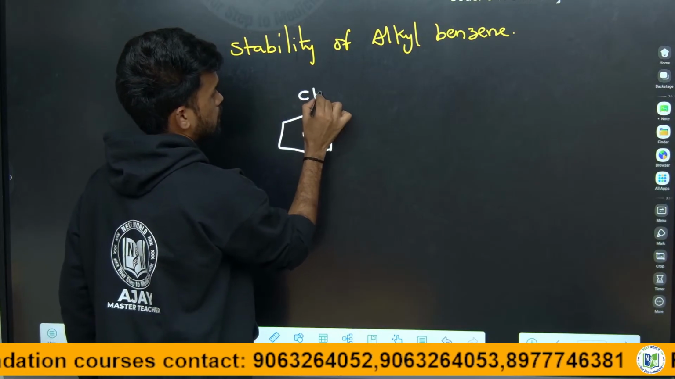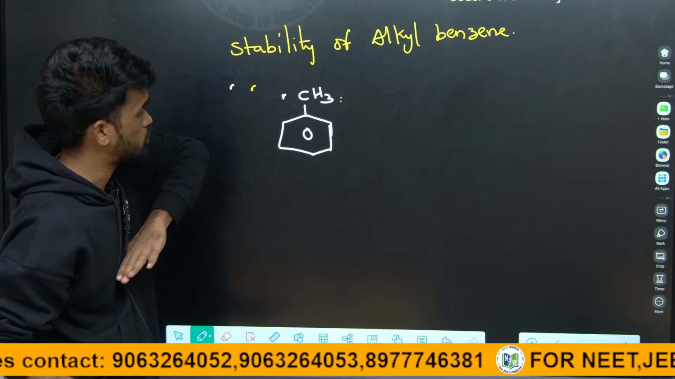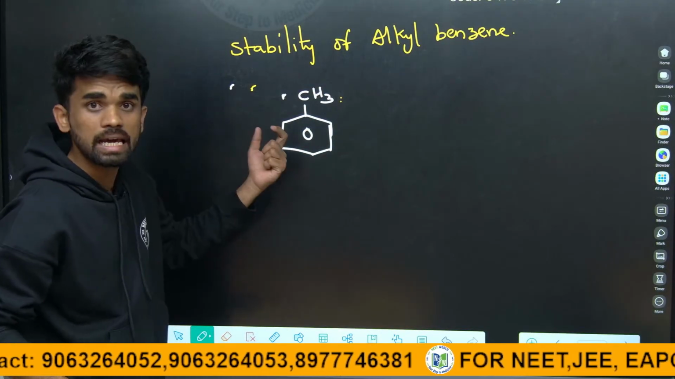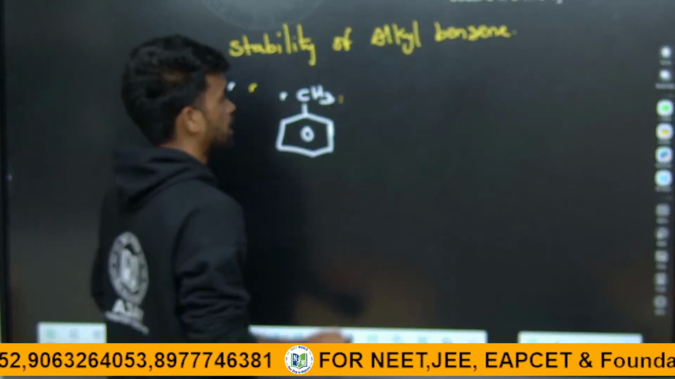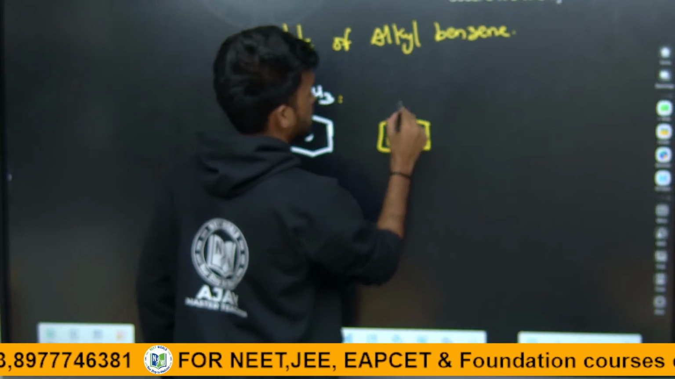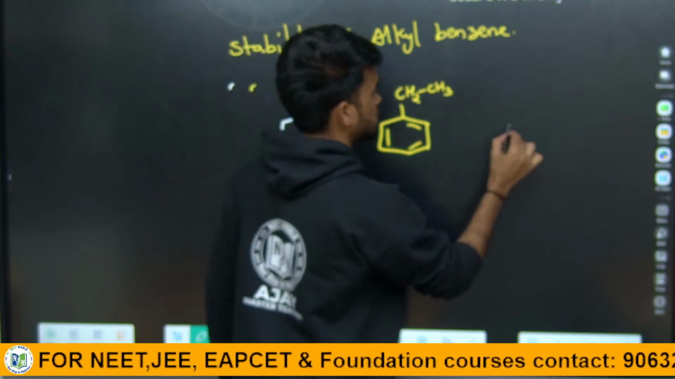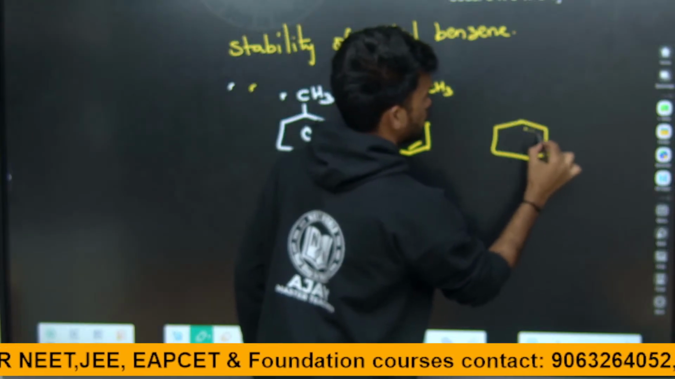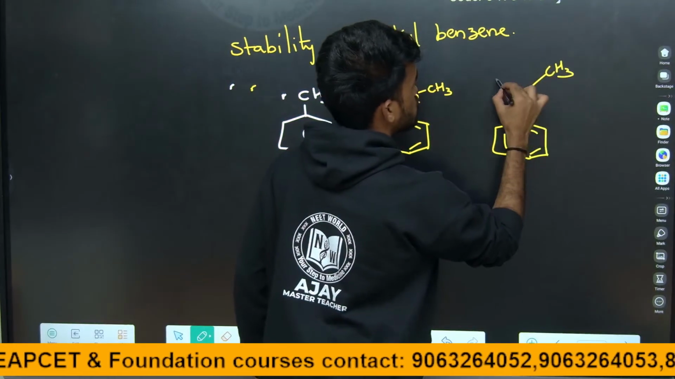See, this is benzene with the methyl group. So this is an example of alkyl benzene. The name of this compound is toluene, right? And the next one, we can say this is also benzene with an ethyl group, so we can say ethyl benzene. Next we have propyl benzene here.